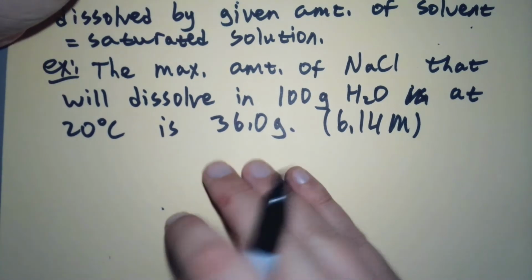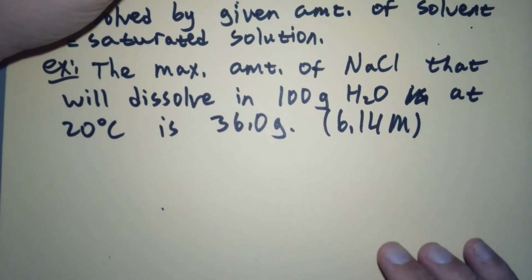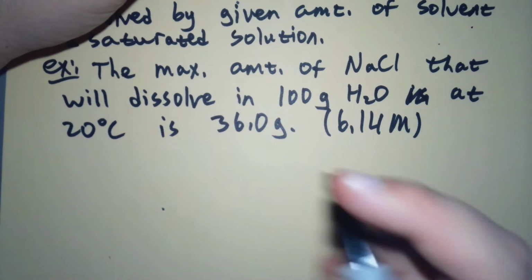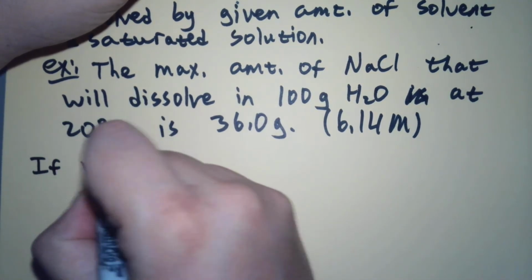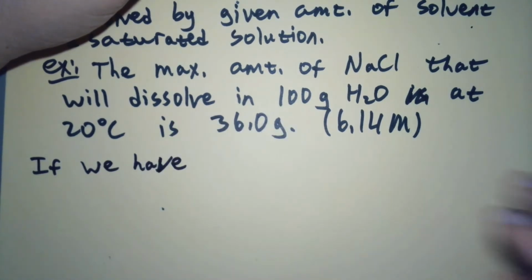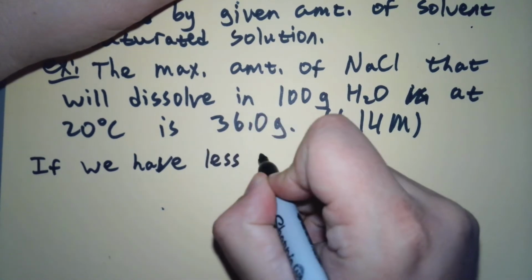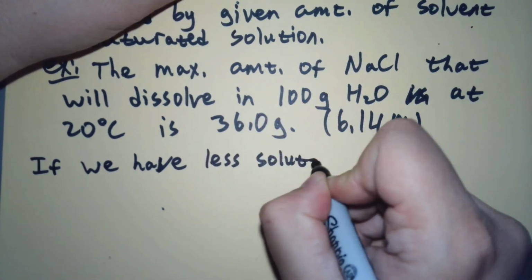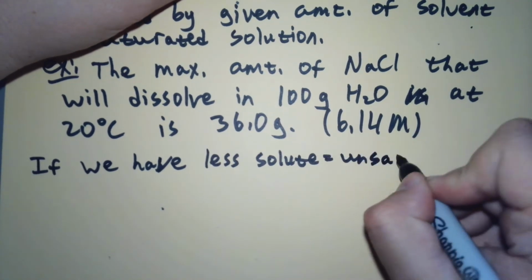I can put less in. I can put 18 grams. It'll all dissolve. And we have a name for that too. It's an unsaturated solution. So if we have less solute than the saturated solution, then it's unsaturated.